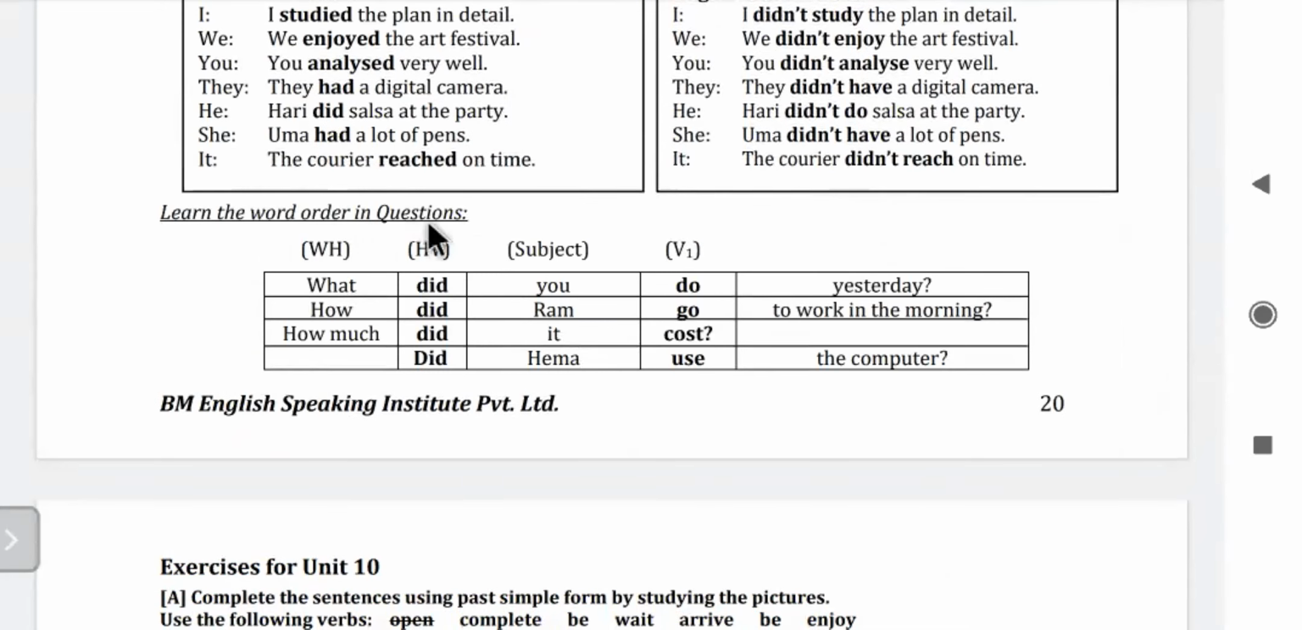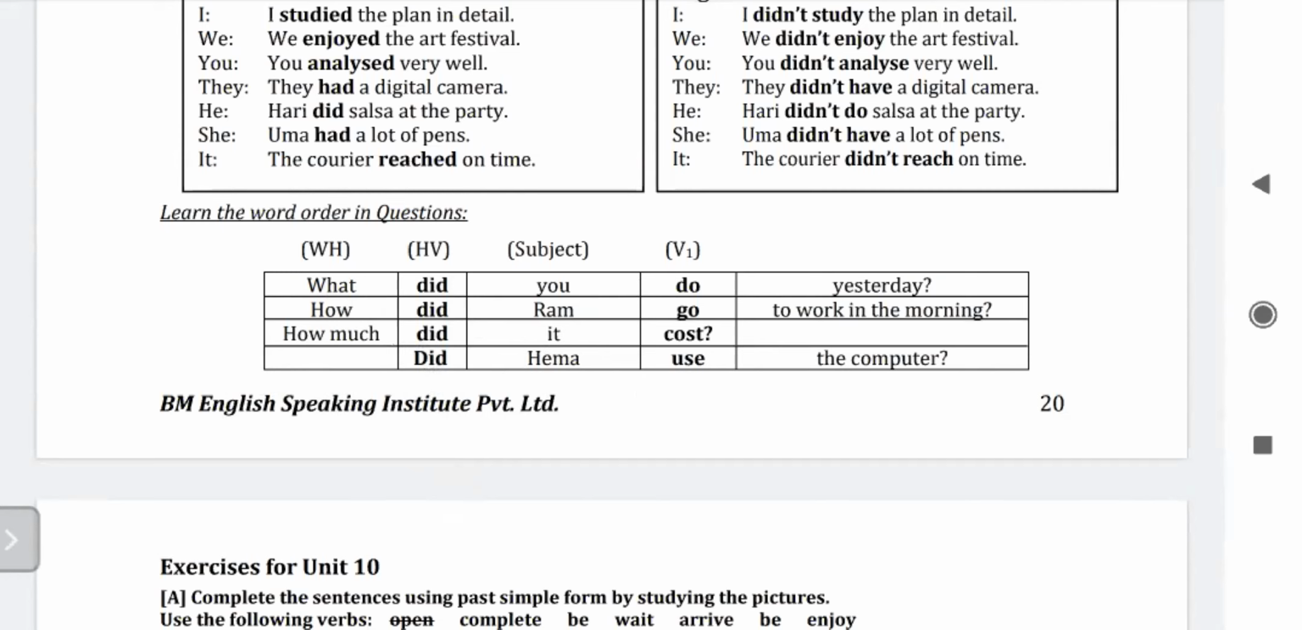Fantastic. And here is the order of the questions. You can read them all just for practice sake. Read me the first one. What did you do yesterday? How did Ram go to work in the morning? How much did it cost? Did Hema use the computer? Just like I was explaining, did Hema use the computer, or why did Hema use the computer, or when did Hema use the computer? It's just the same thing, except the D will become capital because it's the starting of the sentence, right? So it's pretty straightforward if you look at it.